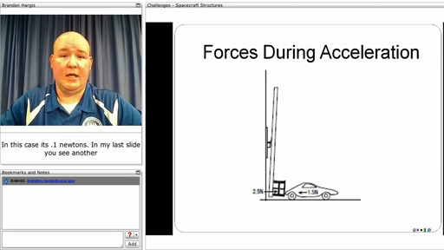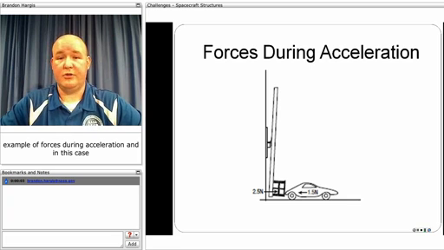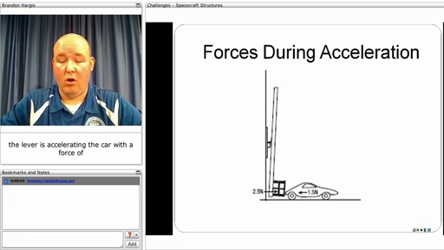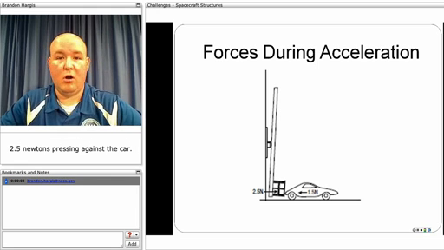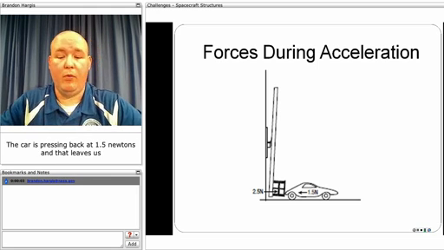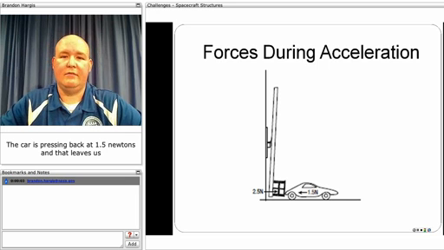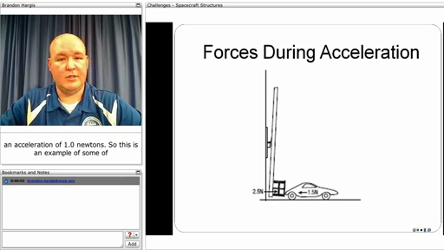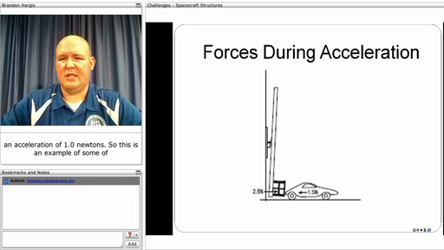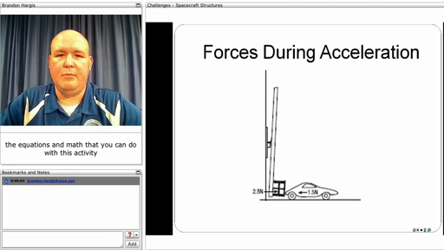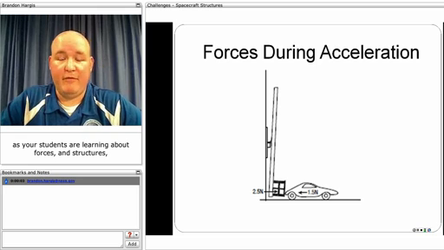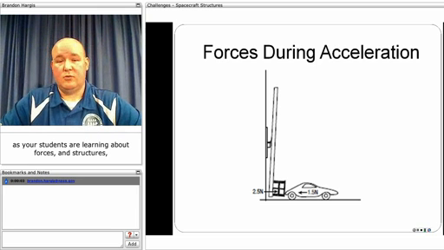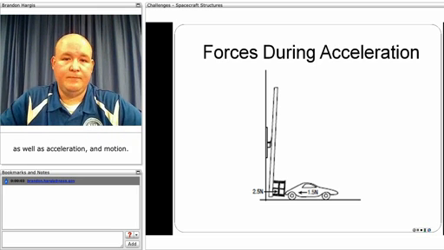In my last slide you see another example of forces during acceleration, and in this case the lever is accelerating a car with a force of 2.5 newtons, and the car is pressing back at 1.5 newtons, and that leaves us an acceleration of 1.0 newtons. So this is an example of some of the equations and math that you can do with this activity as your students are learning about forces and structures as well as acceleration and motion.